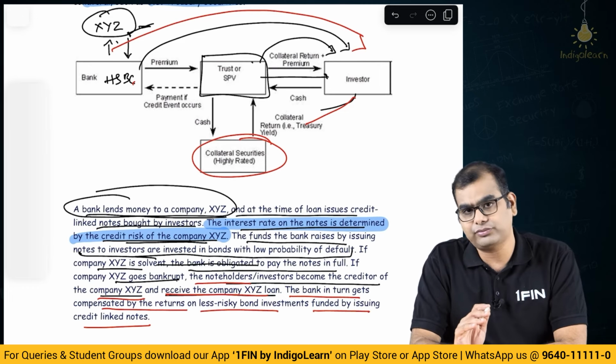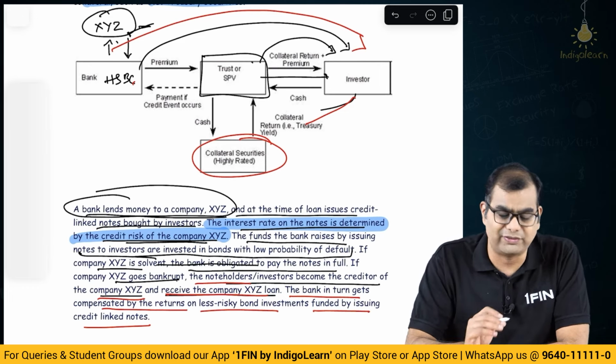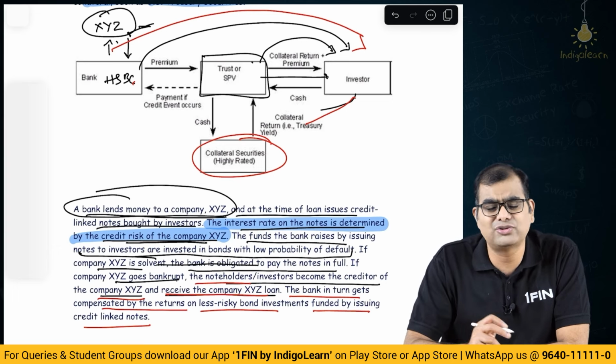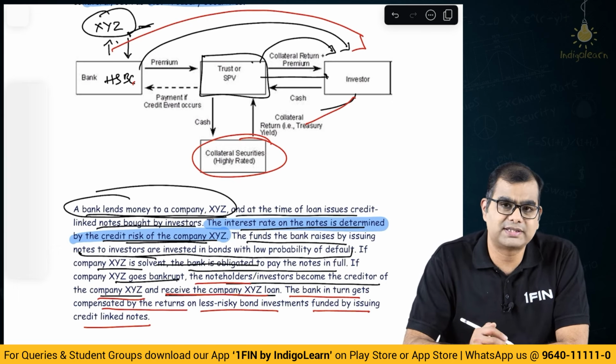So, now see what basically happens in this. See, you have taken a loan and you are giving up the loan to somebody. Why are you doing this whole exercise? Why are you doing this exercise? See, what happens?